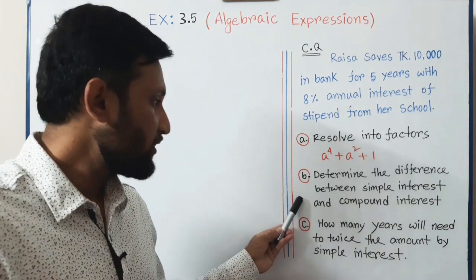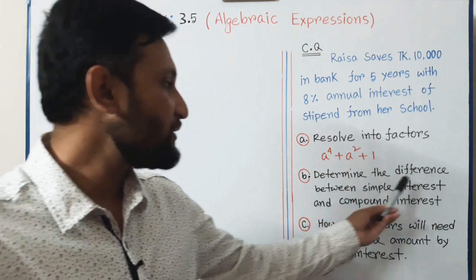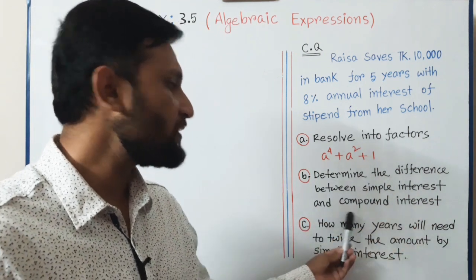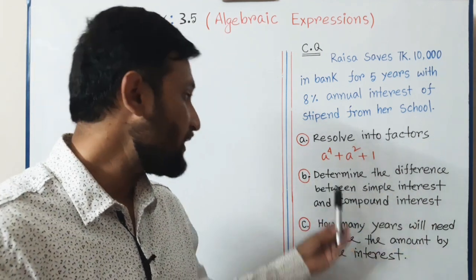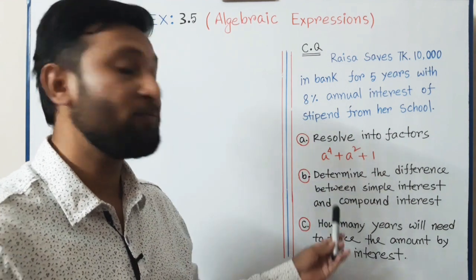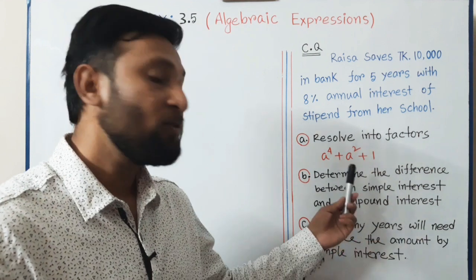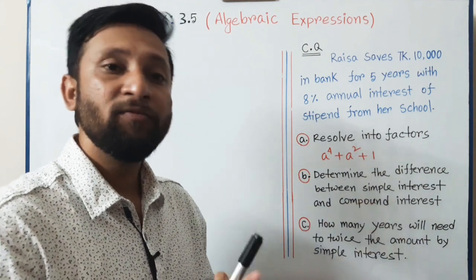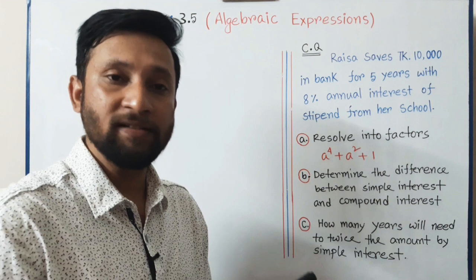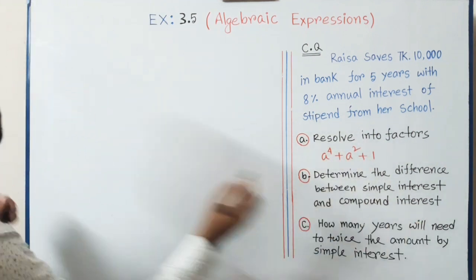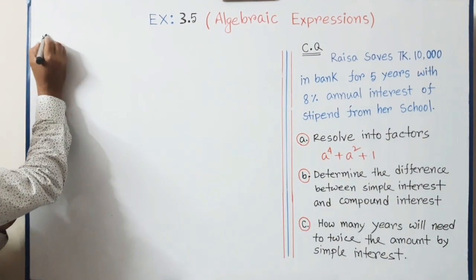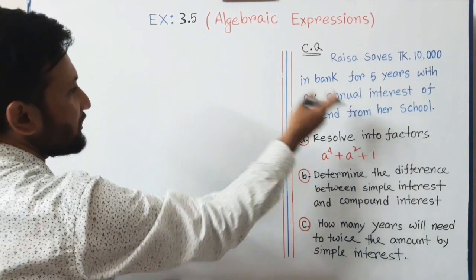Now the next question. The question is: determine the difference between simple interest and compound interest. That means at first, by using this scheme, we have to identify simple interest and compound interest. Then we can determine the difference between simple and compound interest easily. So follow the solution process for B. At first write down the given information from the scheme.